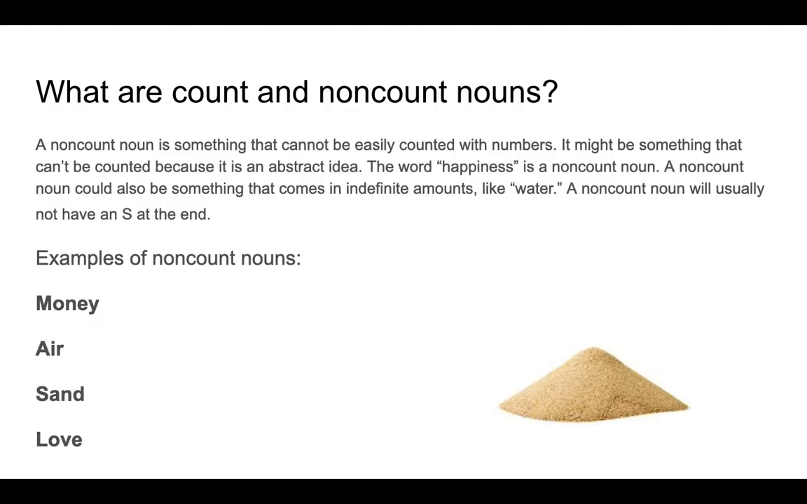How about a non-count noun? A non-count noun is a noun that cannot be easily quantified with numbers. It might be something that can't be counted because it's an abstract idea, or it might just be something that comes in indefinite quantities like water. So water is a non-count noun, happiness is a non-count noun, and a non-count noun is usually not going to have an S at the end. So some examples of that might include money, air, sand, love. Some of these words represent abstract ideas. Some of them represent things that come in somewhat indefinite quantities.